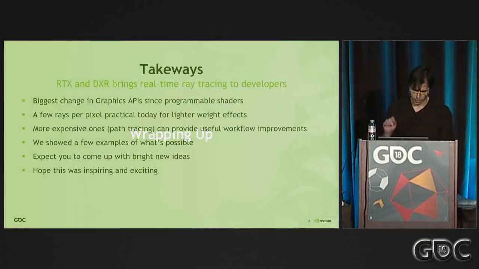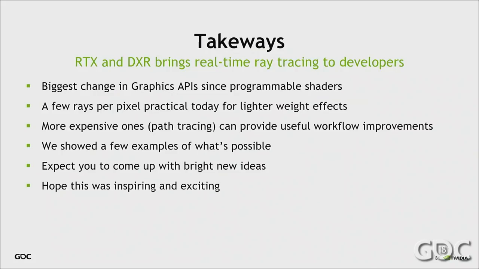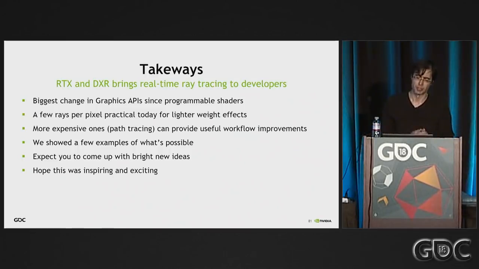And just to wrap up, I just want to give you the takeaways for this talk. I would like you to remember that with RTX and DirectX ray tracing, we're bringing real-time ray tracing to developers today. I believe this is the biggest change in a graphics API since programmable shading was introduced. So I think we should be happy that things are finally evolving again. A few rays per pixel are possible today, especially for the lighter weight effects like shadows and AO that do less shading. More expensive approaches like path tracing are still really useful for content creation, workflow improvements, and to help you guide your techniques. We showed a few examples of what's possible, but this is just the beginning. I expect you guys will be showing me next year what you can do with it. And I hope overall this was inspiring and as exciting as it is for us. So thank you for coming.